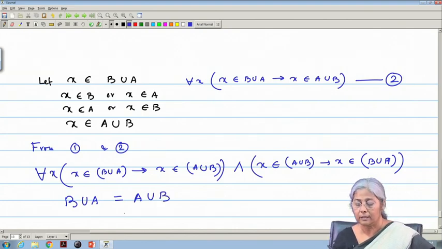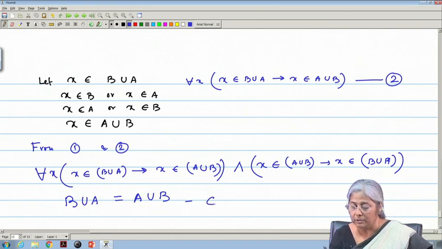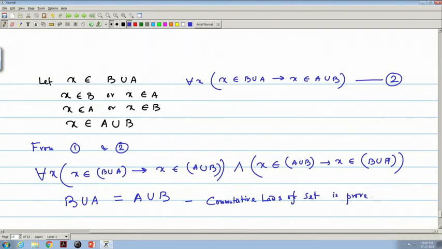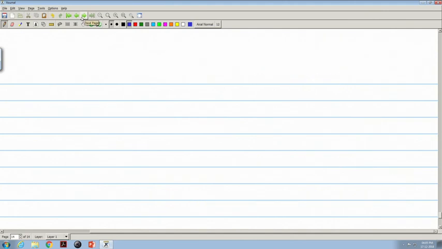Similarly, I can prove the intersection also. So, the commutative law of sets is proved. Okay, so this is trivial.